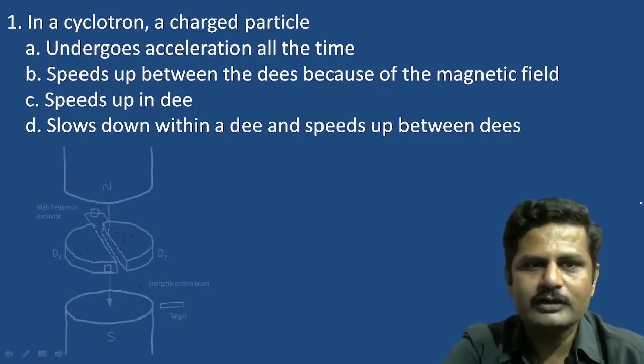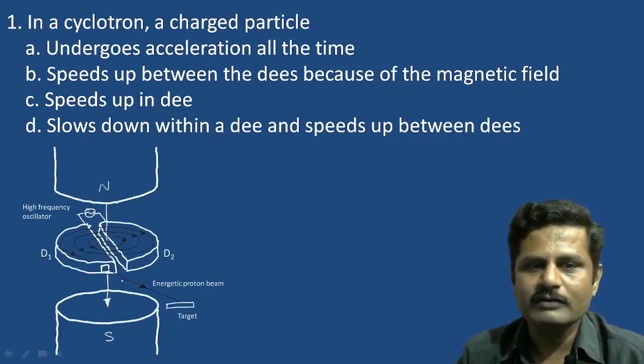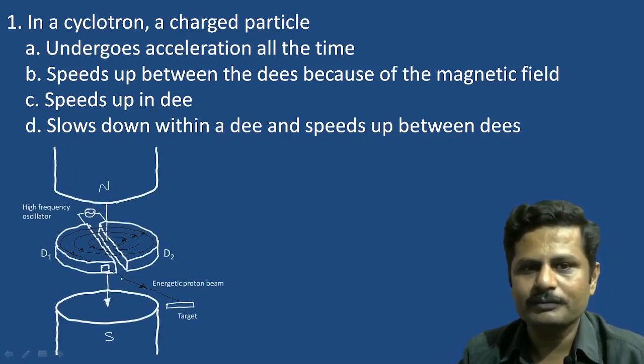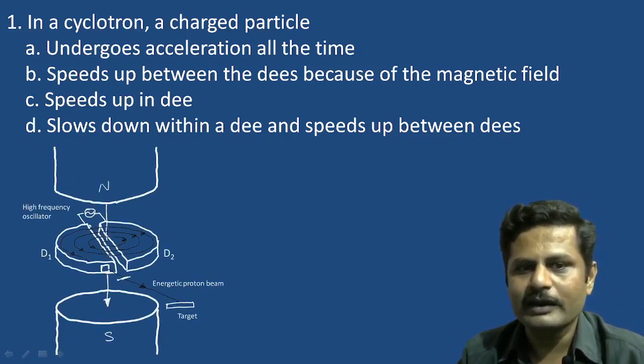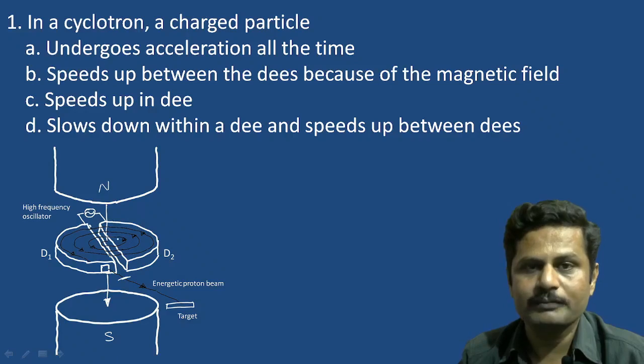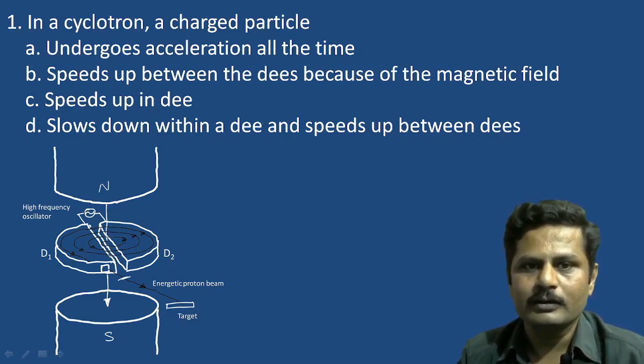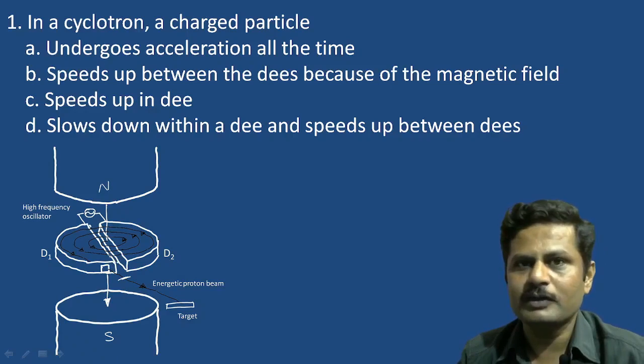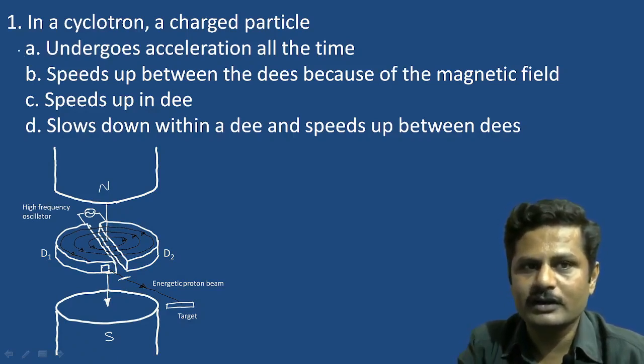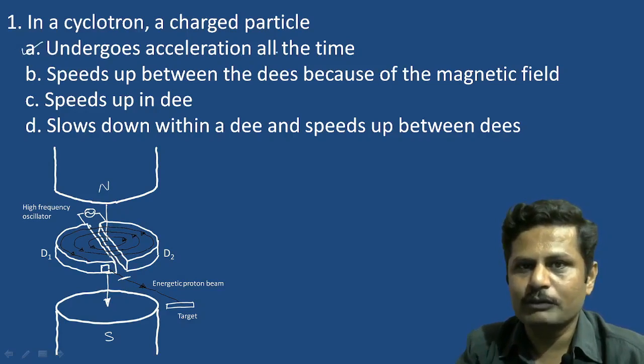As we all know, in a cyclotron, a charged particle experiences electric force between the D's and magnetic force inside the D's while circulating. So it experiences force all the time, either electric force or magnetic force. If it is experiencing force all the time, it must experience acceleration all the time. So option A would be the right answer.